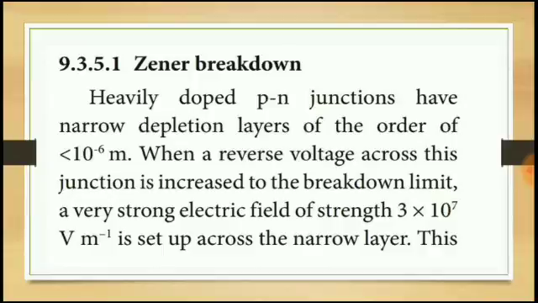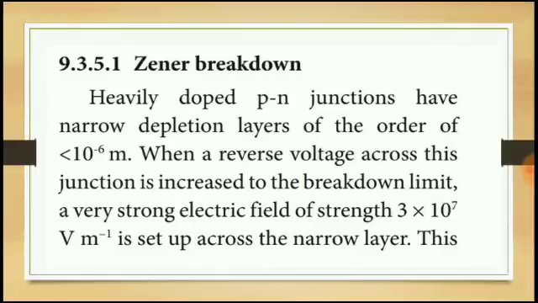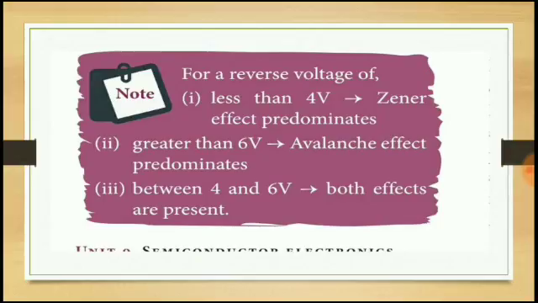And next, when a reverse voltage across this junction is increased to the breakdown limit, a very strong electric field of strength 3 into 10 power 7 volt per meter is set up across the narrow layer. So the field strength is 3 into 10 power 7 volt per meter. Okay students, 1 mark. So from this note, 1 mark.